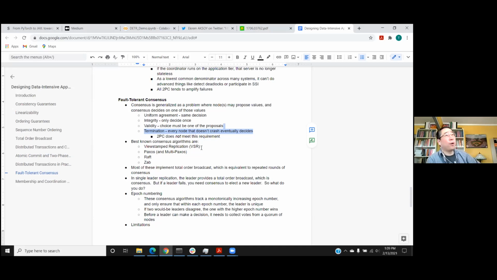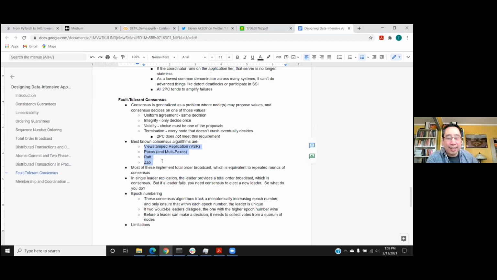So having described all of these things that are not quite consensus, the author now says, consensus is really hard and so complicated, I don't really have room in this chapter to talk about it, but here are some systems that actually implement consensus. It's like, wow, look at that.